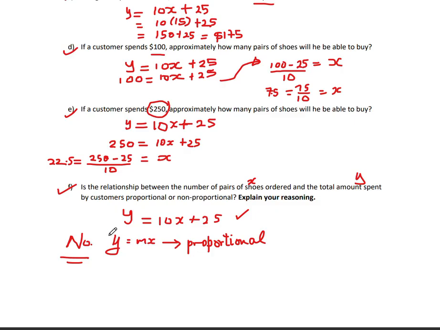All right, the proportional form would be y equals mx, where the y-intercept would be 0, because y equals mx could be expressed as y equals mx plus 0. It's the same as y equals mx. So that would be the reasoning behind that.